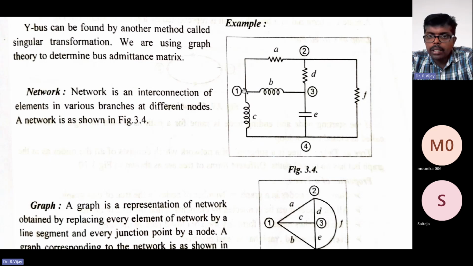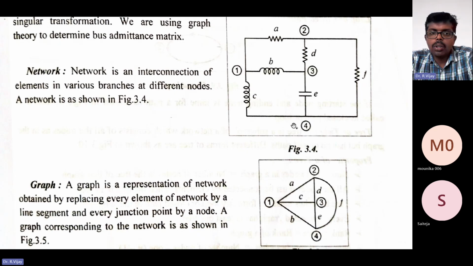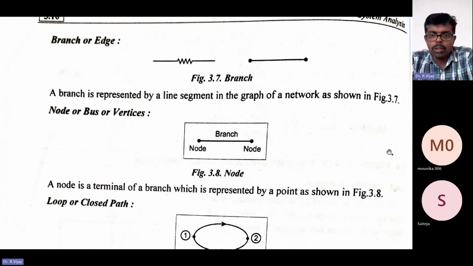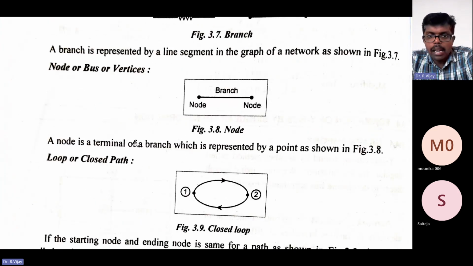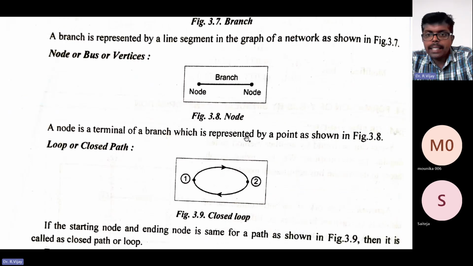So you need to put one dot here, and some dot here, so that you can easily identify that as a node. A node is a terminal of a branch which is represented by a point like this. As I said, you need to put a point so that you can easily identify that as a node.